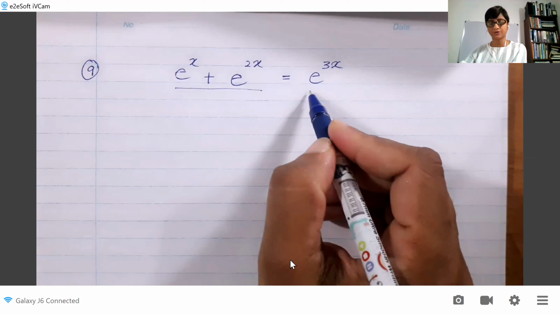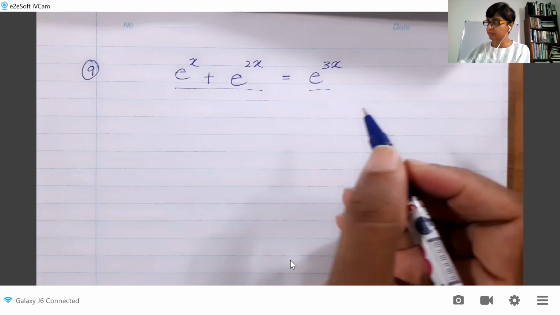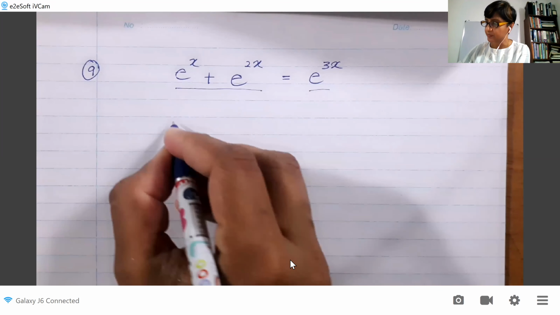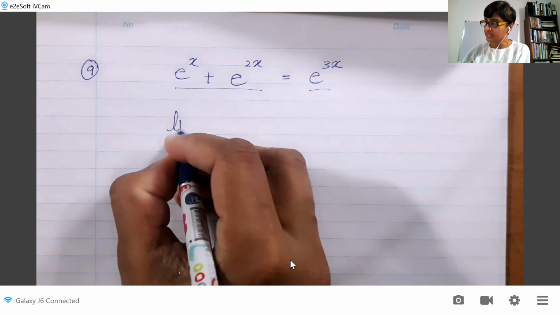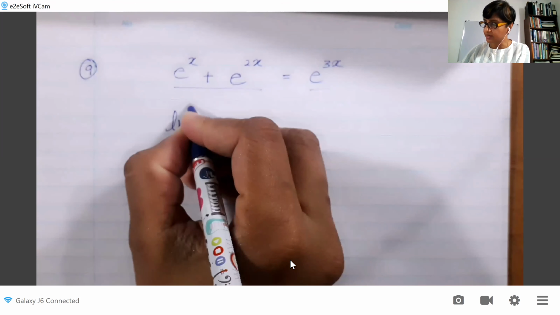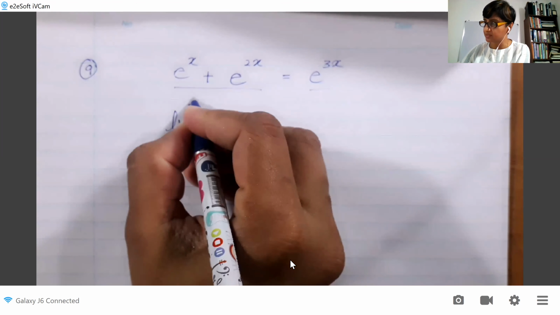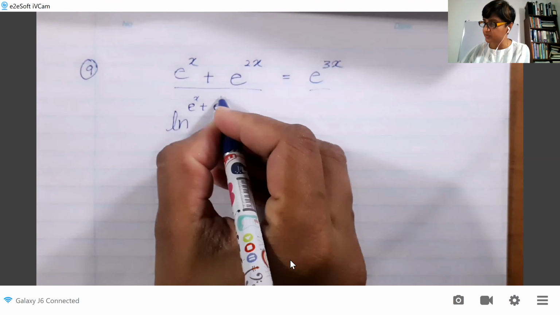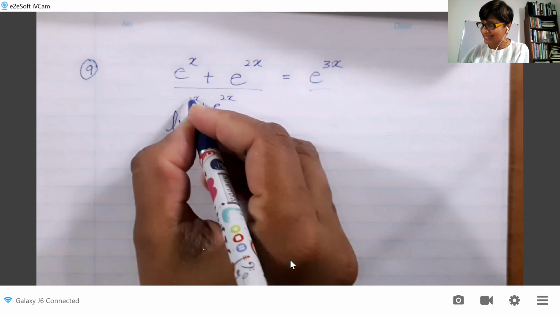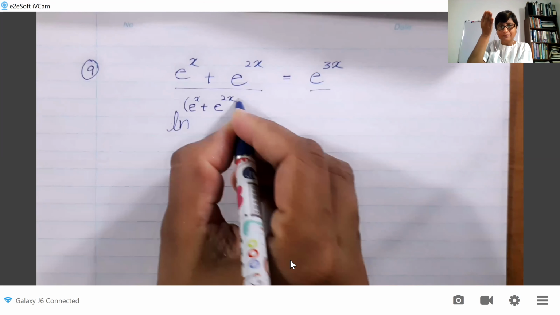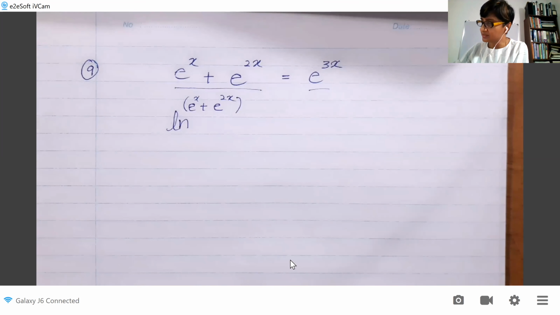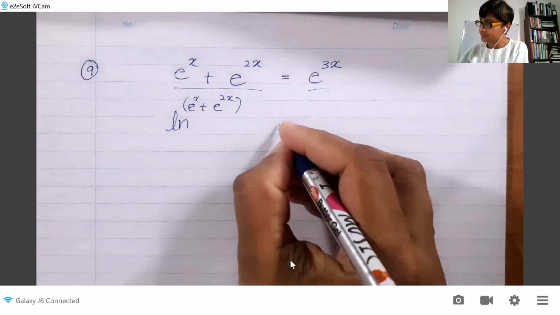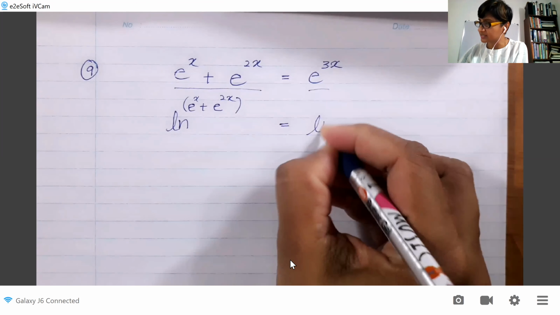And then this side is okay. That's just one term. So let me raise. This is what I would get. Ln in the power I will have. Now I doubt whether this will help me. e to the power of x plus e to the power of 2x. This whole thing is in the power, okay? Equals ln e to the power of 3x.